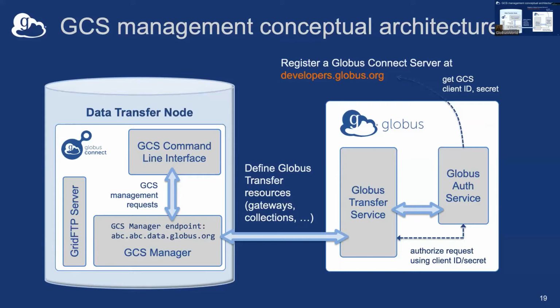And then on the cloud side, nothing has changed. You have the Globus transfer service that is still a client to GCS, and Globus Auth is used for everything, from how your GCS manager authenticates to how the transfer service authenticates and all of that, right? We are fundamentally using OAuth tokens across the board for all of those.